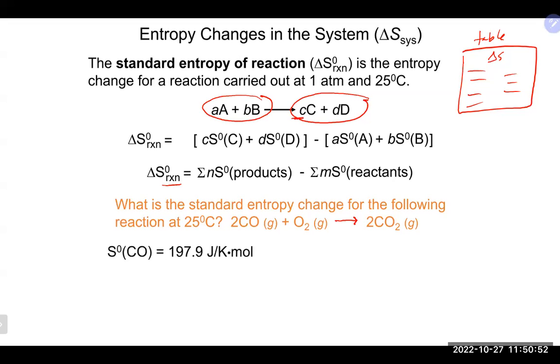So let's take a look at this. Here are some of the values that you can find from the table, except I'm missing one.